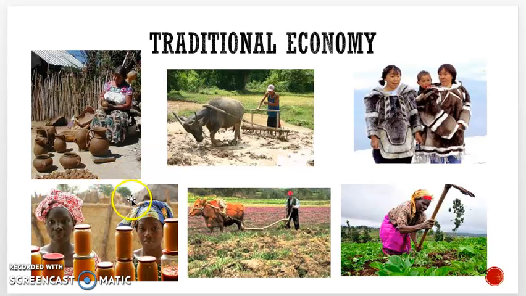So here are some pictures of what a traditional economy would look like. It's Inuits from Alaska and their tribes. Maybe someone's a furrier, maybe someone makes their shoes, things like that. Maybe people are just the igloo builders. Then you have people who could be potters or make preserves, or people who are farmers. That's more of a traditional economy.